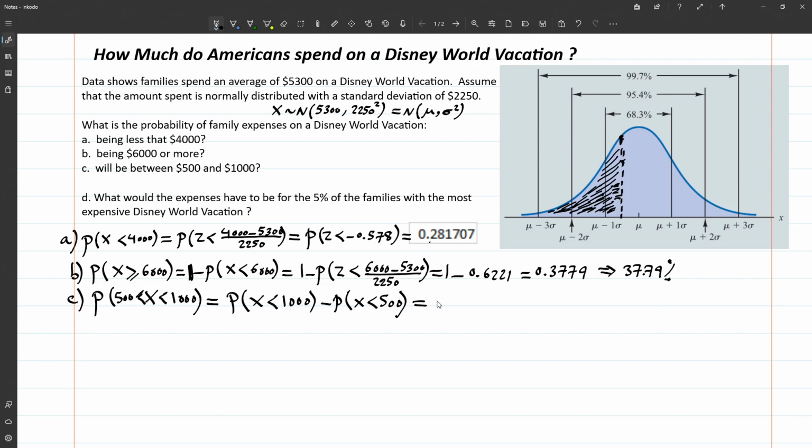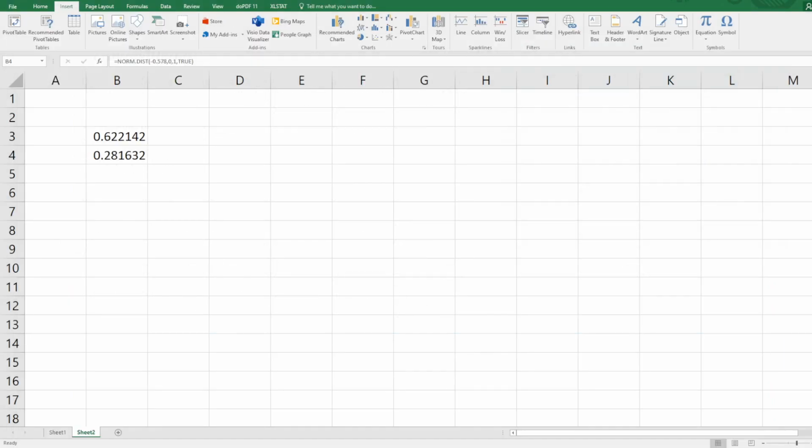You can again do the conversion of the normal random variable to a standard normal random variable, but let's avoid doing that now that we are using Excel. I'm going back to my Excel sheet, back to the example, and let's stick with 500 and 1,000.